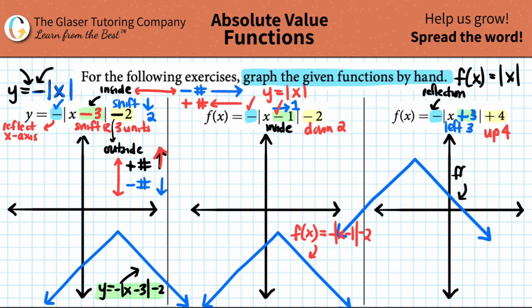So this would be f of x equals the negative absolute value of x plus 3 plus 4. And you are done. So once you guys start getting the hang of it, these will be easy peasy. 1, 2, 3. You'll be able to identify these 3 changes and then just do them, super, super fast. Okay? But anyway, this was fun.